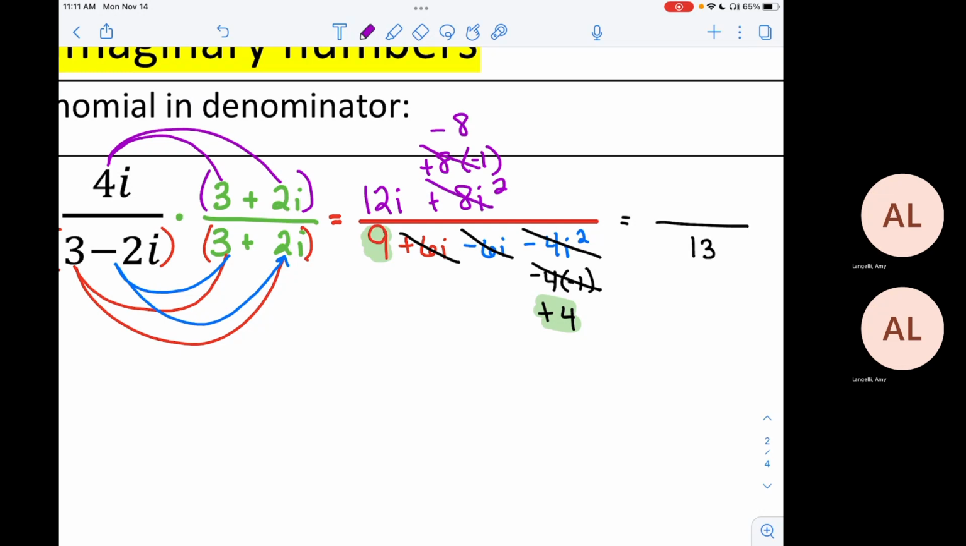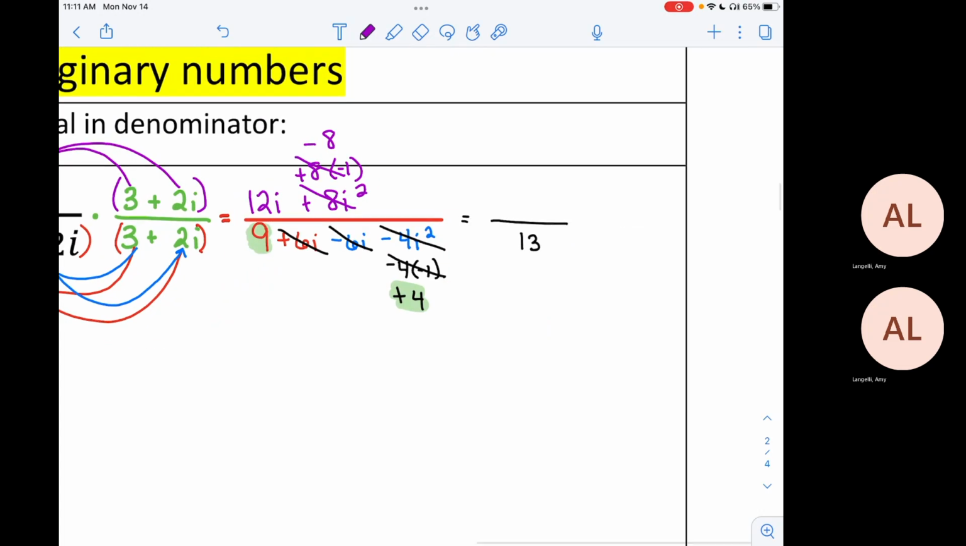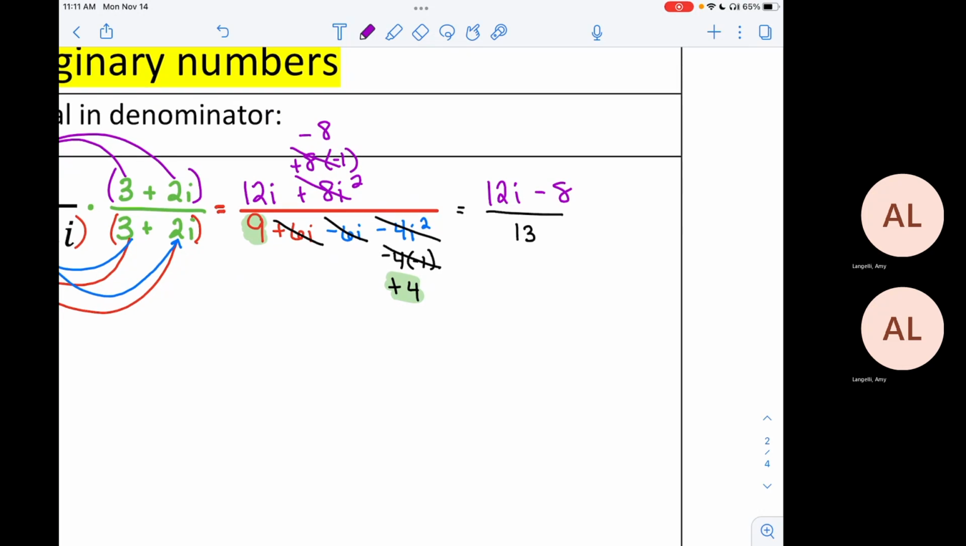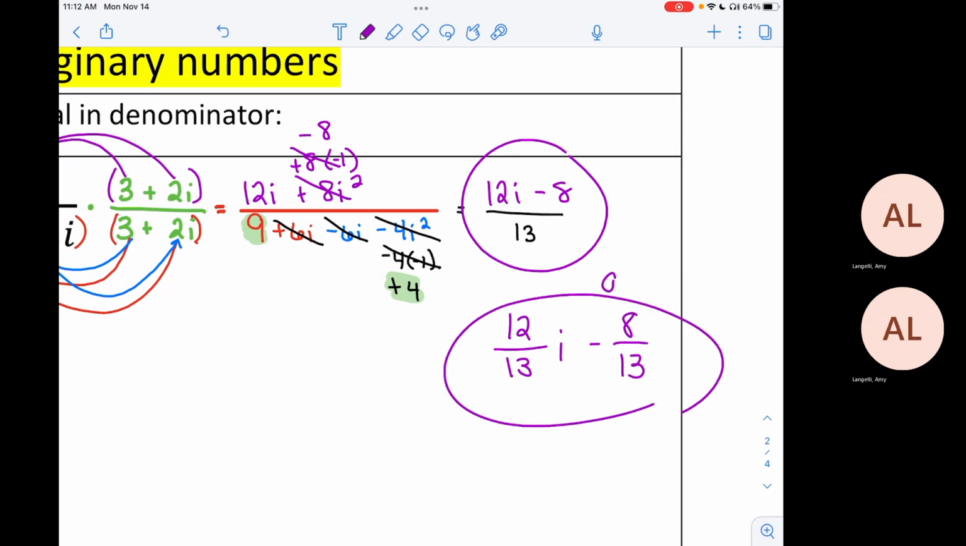Can you put the 12i and the 8 together? Nope. They're not what? What's that phrase? They're not like terms. If you wanted to, you could divide these. Do they reduce? Like, does everything divide by 2? Does everything divide by 3? Okay, then we'll just leave it as it is. If nothing divides out, then leave it as it is. If you want to separate it to 12 over 13 i minus 8 over 13, go ahead. Both of those are perfectly fine answers. Okay. That was part 3.